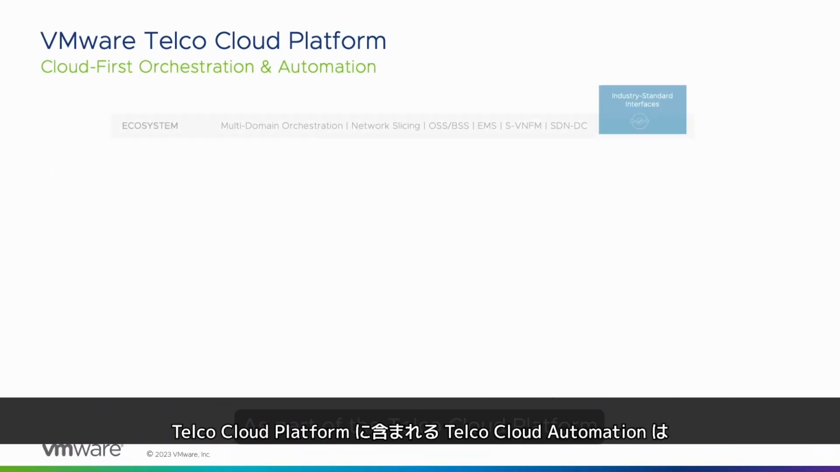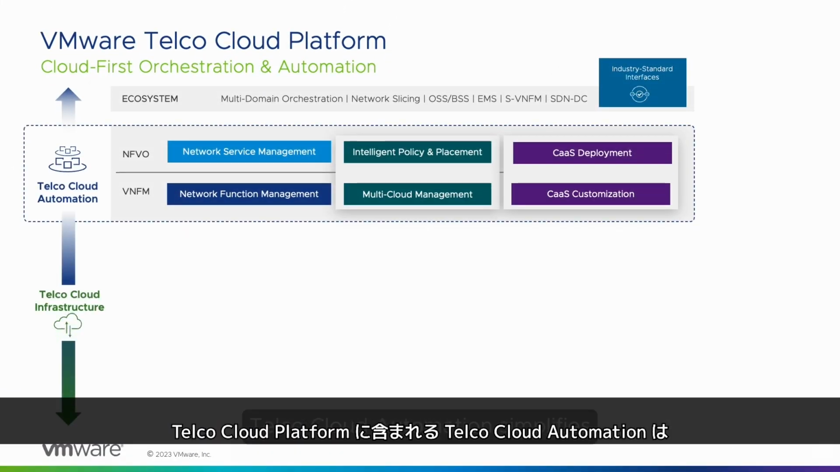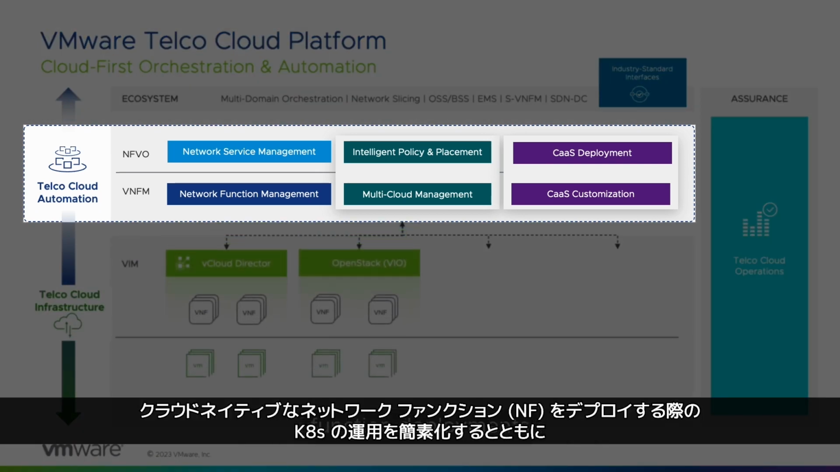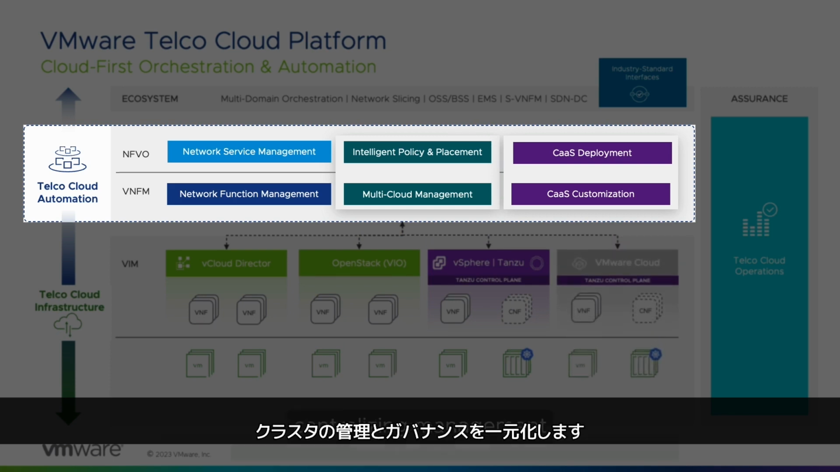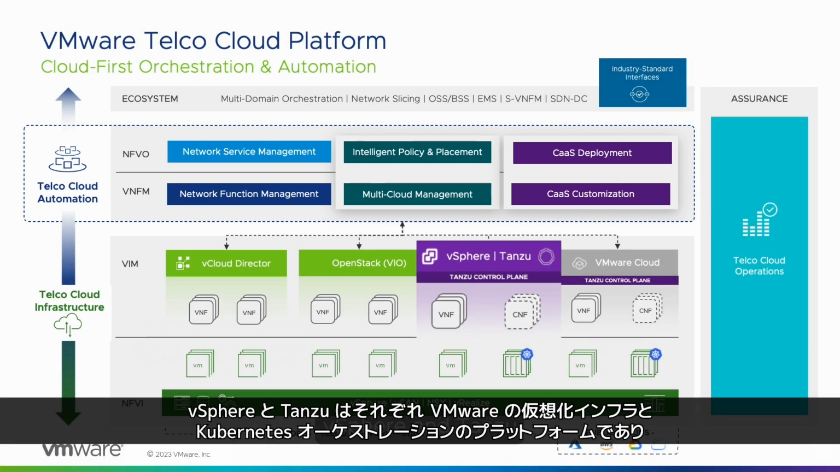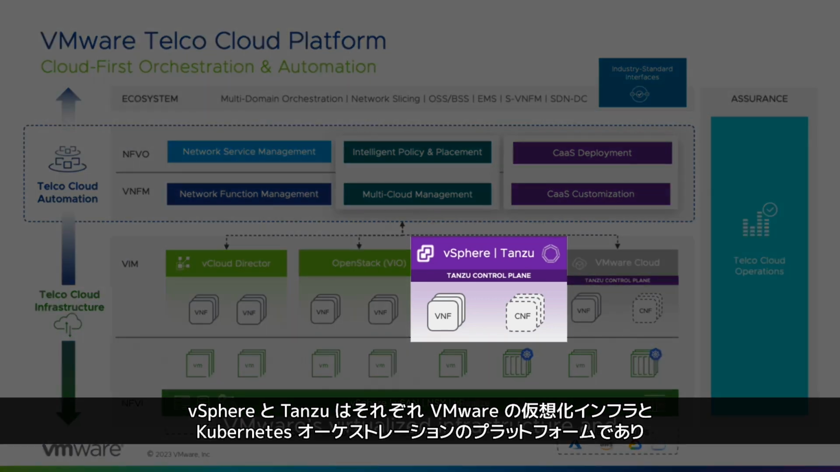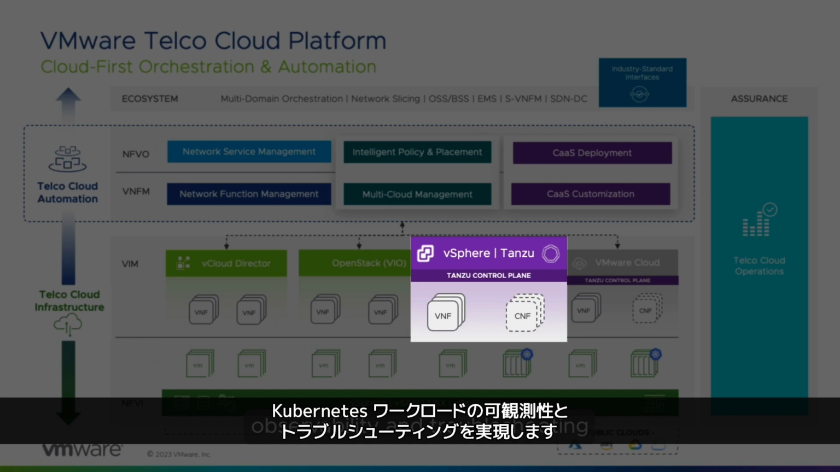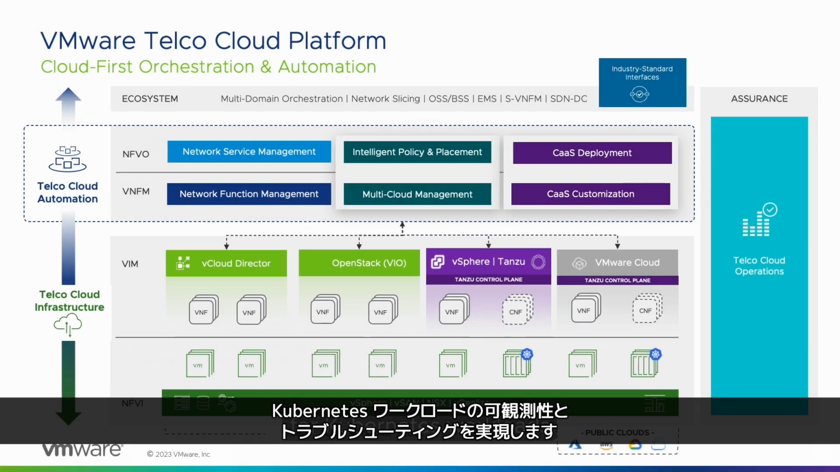As part of the Telco Cloud platform, Telco Cloud Automation simplifies the operation of Kubernetes for cloud-native network function deployments, while providing centralized management and governance for clusters. vSphere and Tanzu, VMware's virtualized infrastructure and Kubernetes orchestration platforms, respectively, deliver self-service access to this underpinning infrastructure, while providing observability and troubleshooting for Kubernetes workloads.